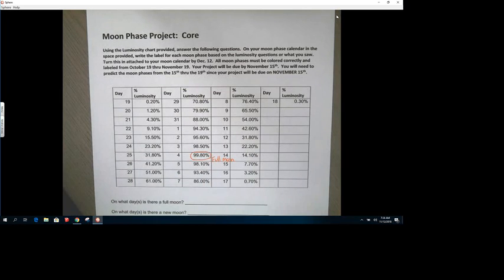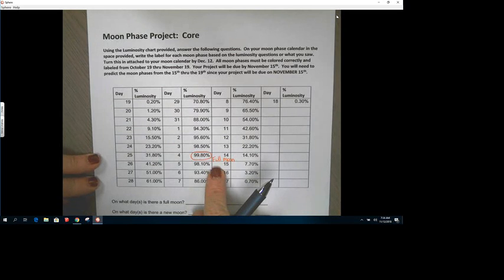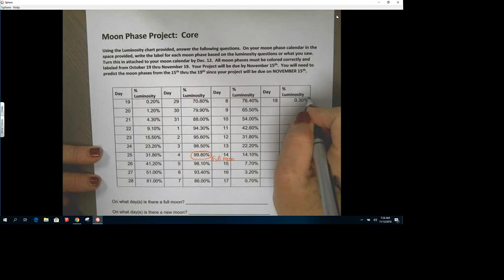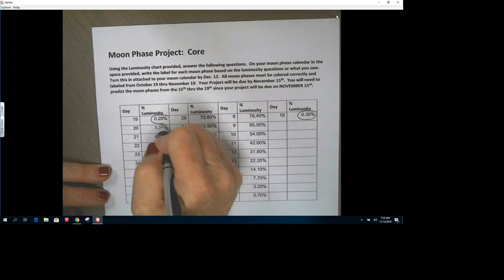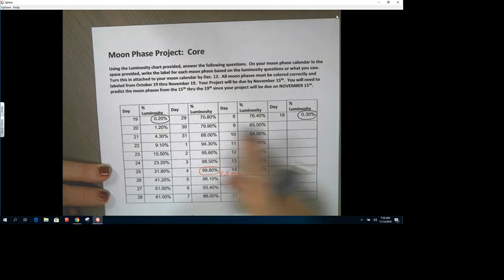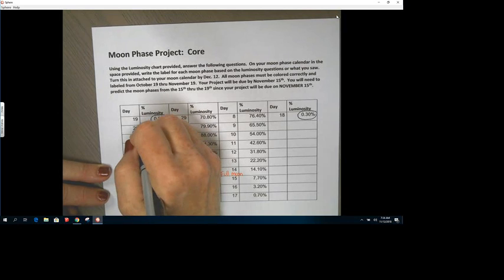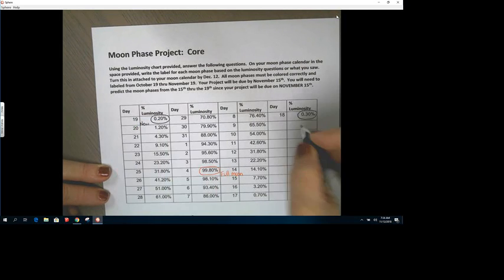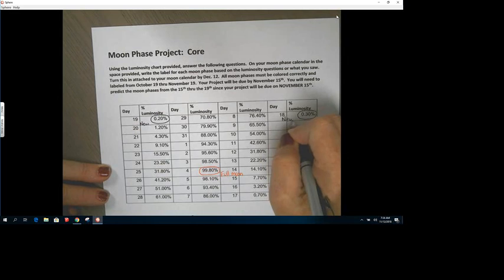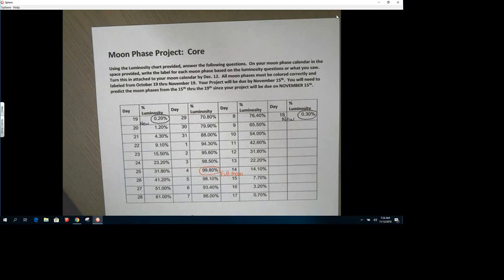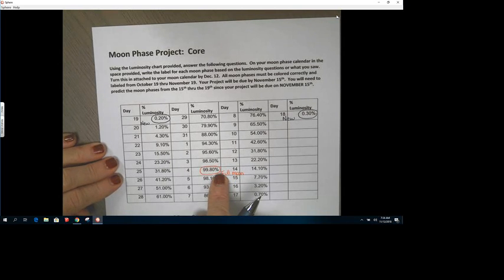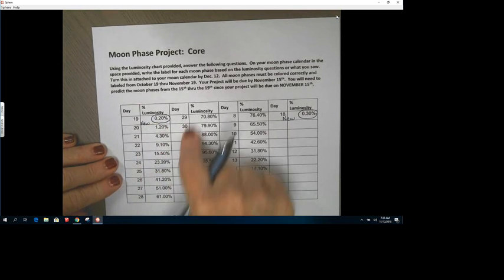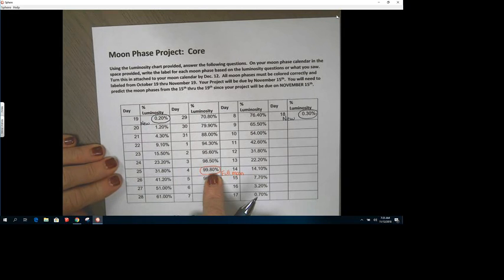Okay? Then I'm going to look for something that is close to 0. And I actually have one here, and I have one here. So both of these would be a new moon. We have 2 new moons in this month. Okay? So we have new moon, full moon. If I am going from new to full, I am waxing.